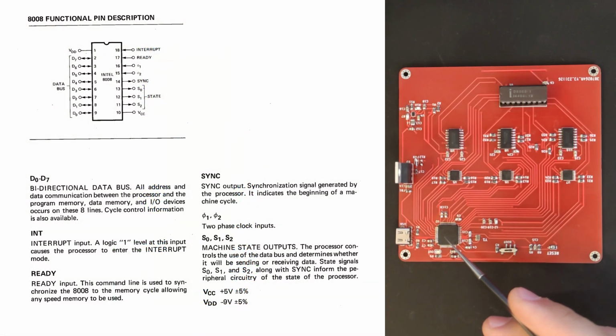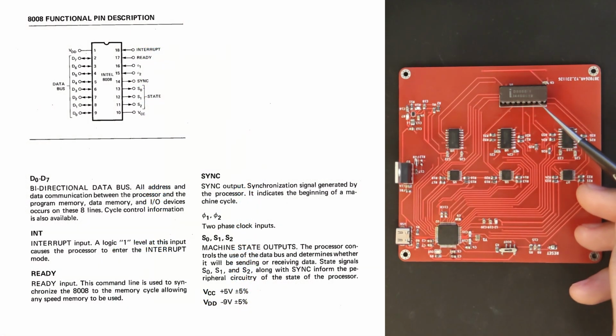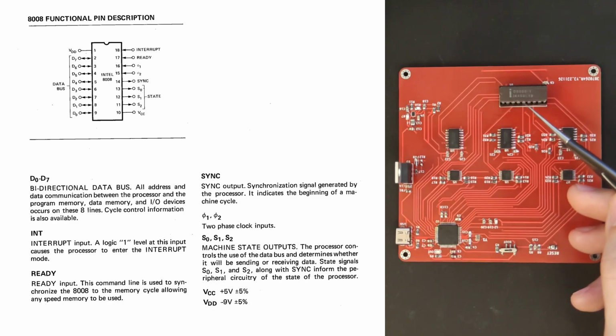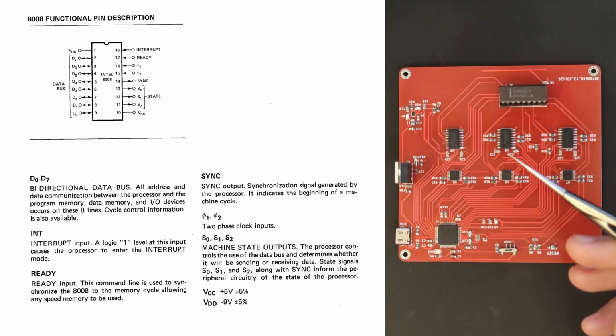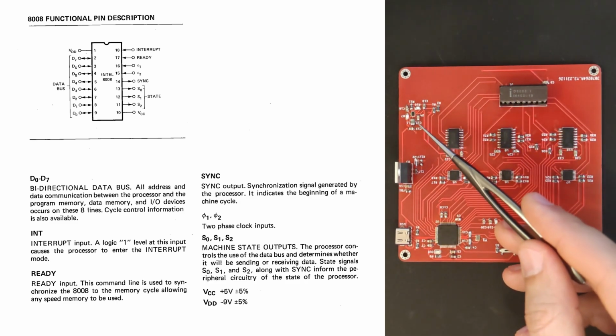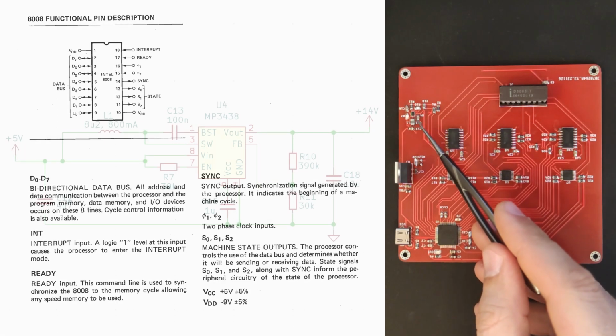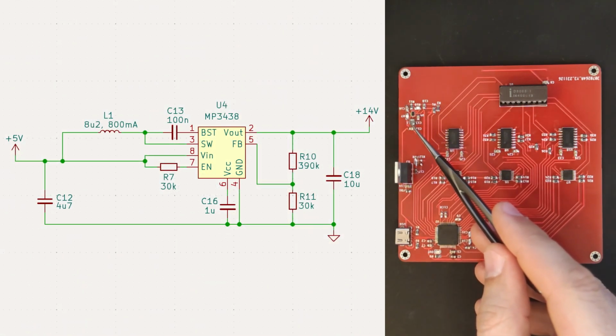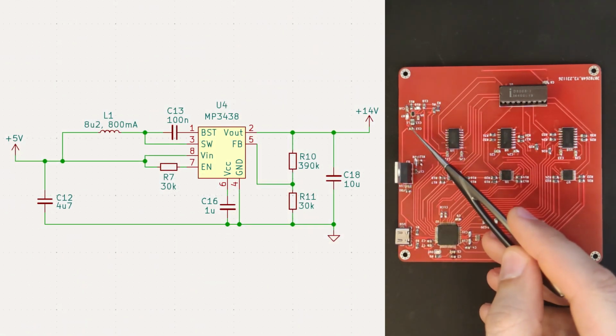From the specification, 8008 works on a 5 volt positive supply voltage and -9 negative voltage. But the CPU has no ground pin, and we don't care about absolute values of voltages and only need to provide the necessary difference in potentials between VCC and VDD, which is 14 volts. That's why I am using a step-up switching power supply to generate that voltage.